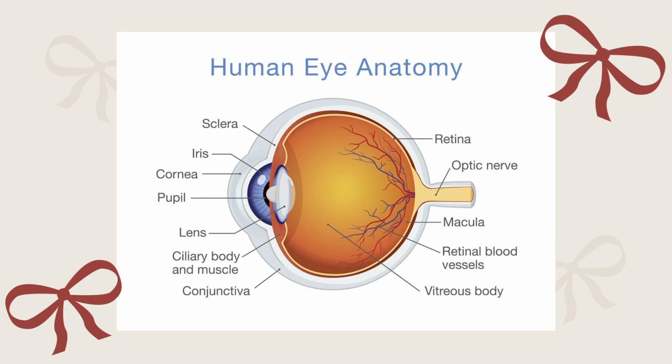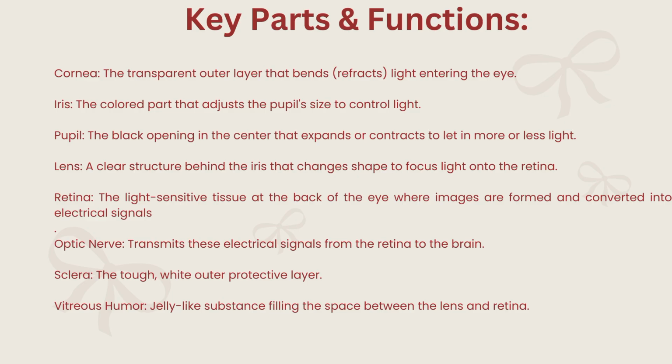So the human eye is a complex organ functioning like a camera to capture light and convert it into electrical signals for the brain to interpret as vision. Now we have the human eye anatomy. We have the sclera, iris, cornea, pupil, lens, ciliary body and muscle, conjunctiva, retina, optic nerve, macula, retinal blood vessels, and vitreous body. Now let's talk about the functions of the key parts.